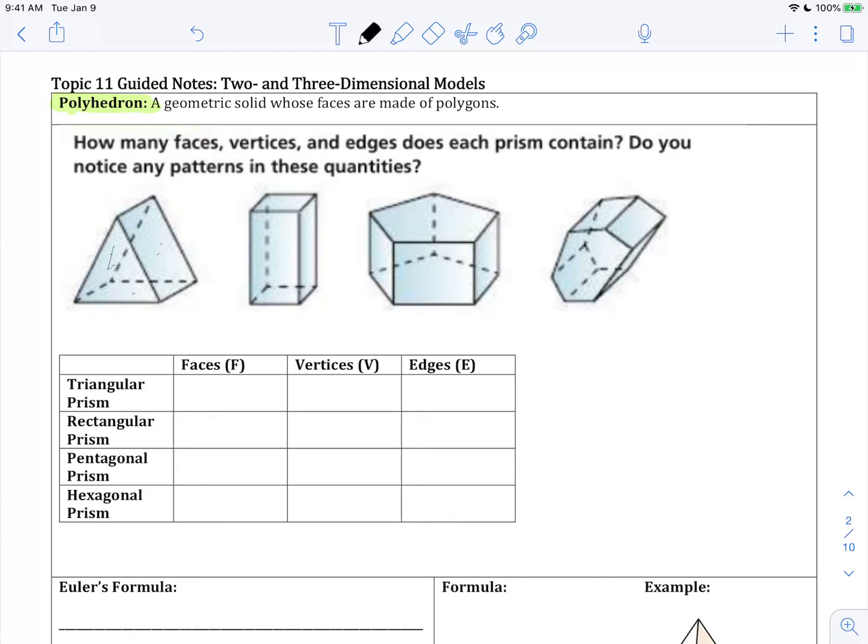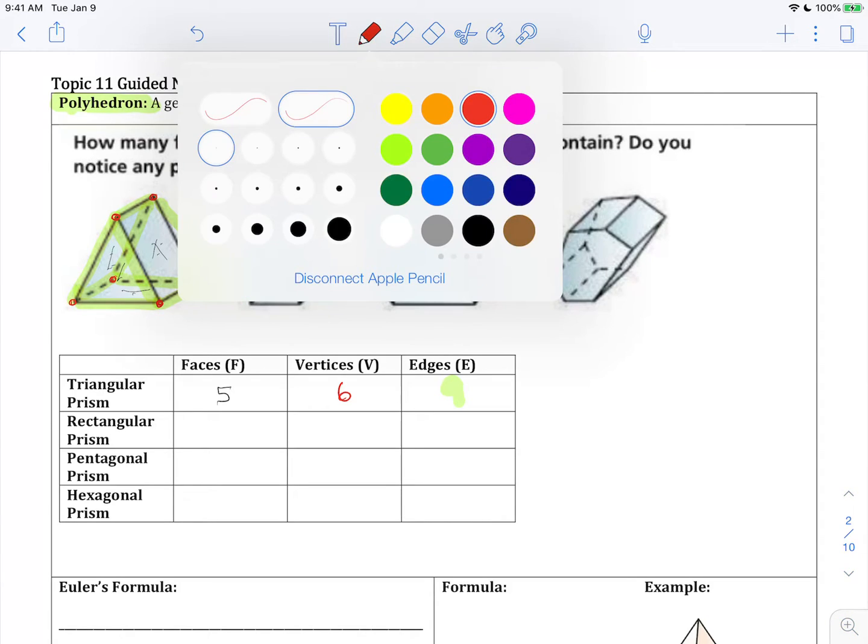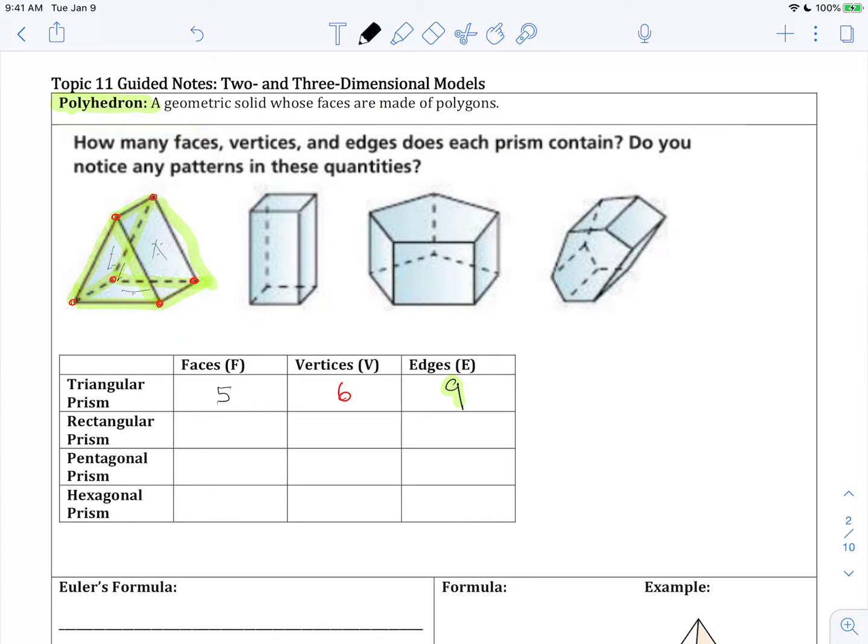Faces, it has 5. I know it's kind of hard to see that. Vertices, it has 6 vertices. And then edges, it has 9 edges. Right? Now let's do it with the rectangular prism.